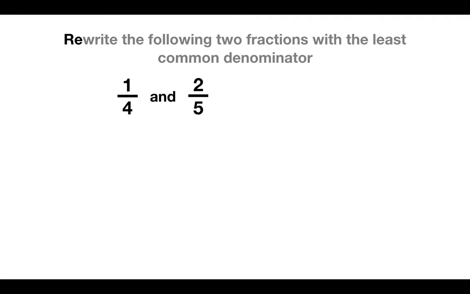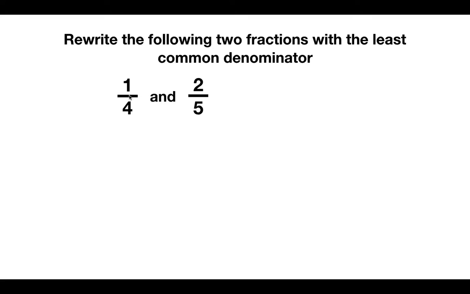Today we're going to learn how to rewrite fractions with a common denominator. Then you'll have a chance to complete some of these problems on your own. Here's our first problem. Rewrite the following two fractions with the least common denominator. And we can see the fractions we're working with are 1/4 and 2/5.